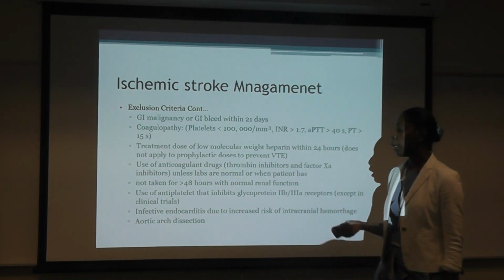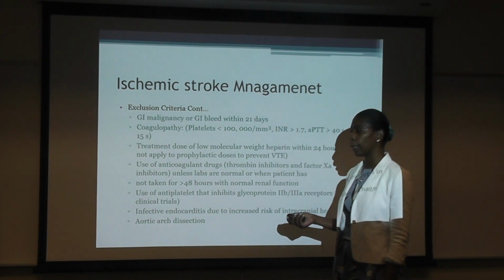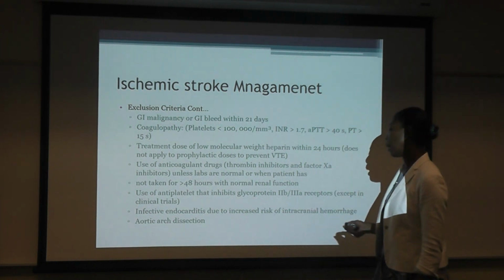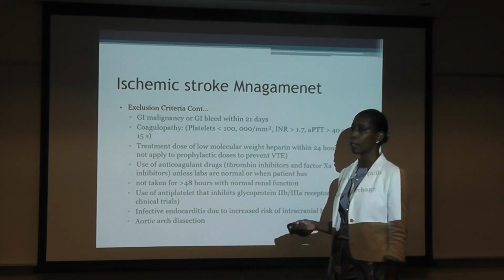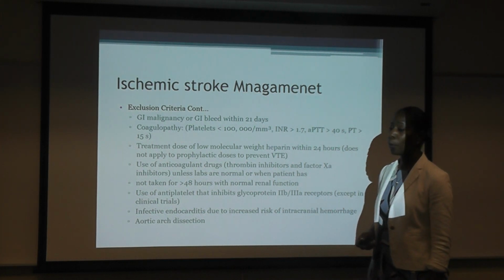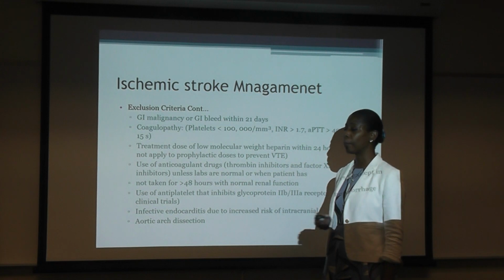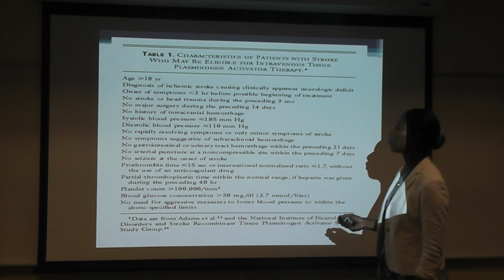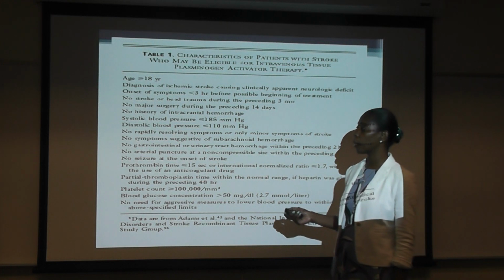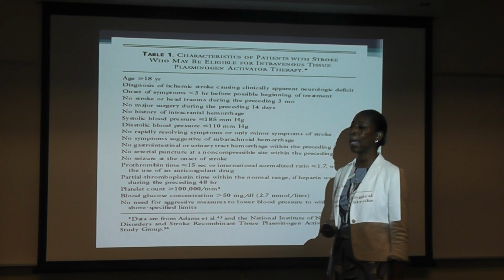Infective endocarditis, they can actually bleed if you give them TPA with infective endocarditis. Aortic dissection, that would be a really, really bad mess if you give them TPA. So here you see the characteristics and patterns and the things that were contraindicated. The person has to be greater than 18.